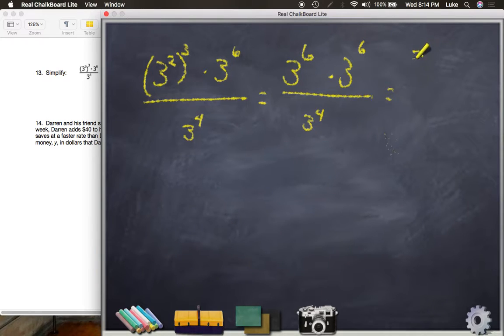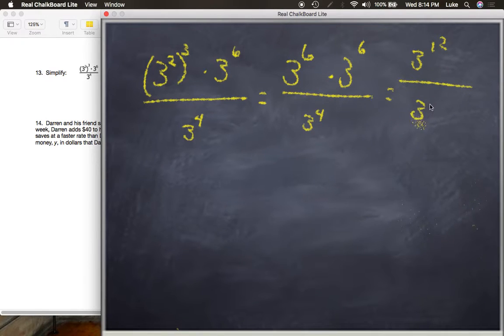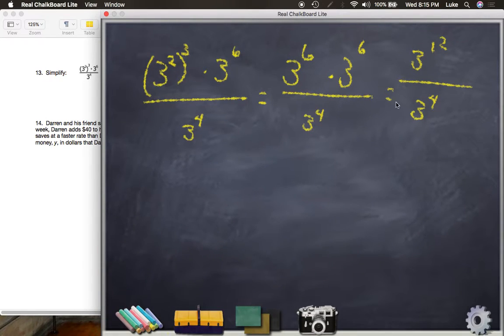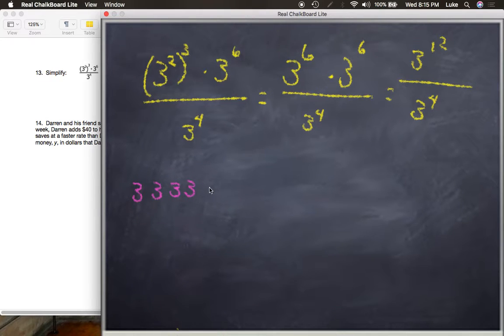All right, so that's going to be 3 to the 12th power on the top divided by 3 to the fourth power. Okay, now when we're dividing base numbers with exponents, we simply subtract the exponents. This is the opposite of multiplying base numbers with exponents. So if we multiply and add the exponents, we divide and subtract the exponents. And again, very quickly, I'm just going to illustrate why that is. The 3 to the 12th power on the top, well, I know this is going to take me a minute here, but I'm going to write 3 to the 12th power here.